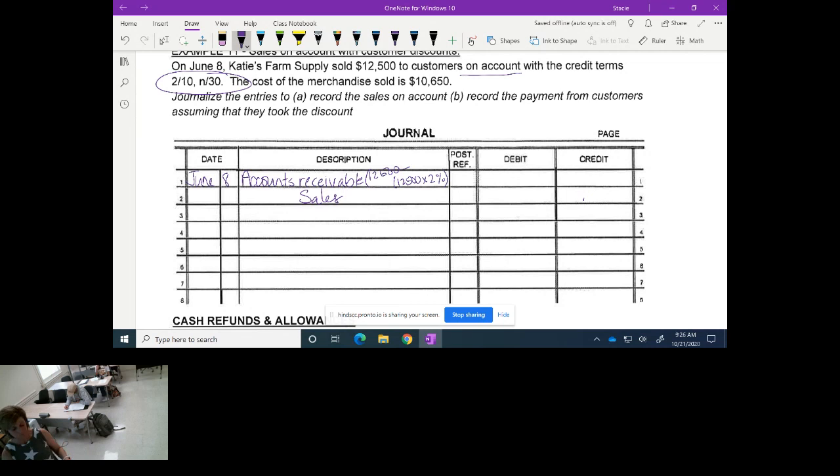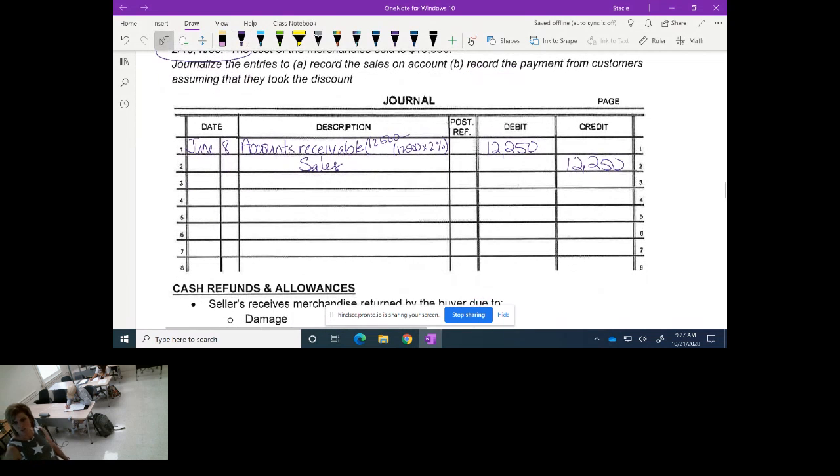Just calculate it out. I get 12,250. Do y'all get that? Yes. That's 12,500 minus the 2% discount. So if you took 12.5 times 2%, it would be 250. Okay, cost of merchandise sold.